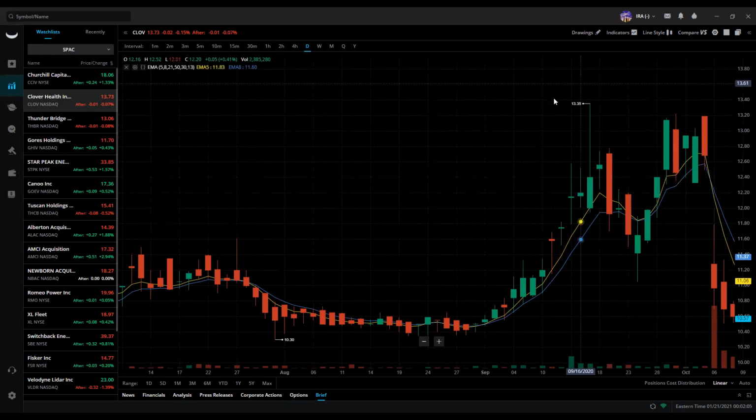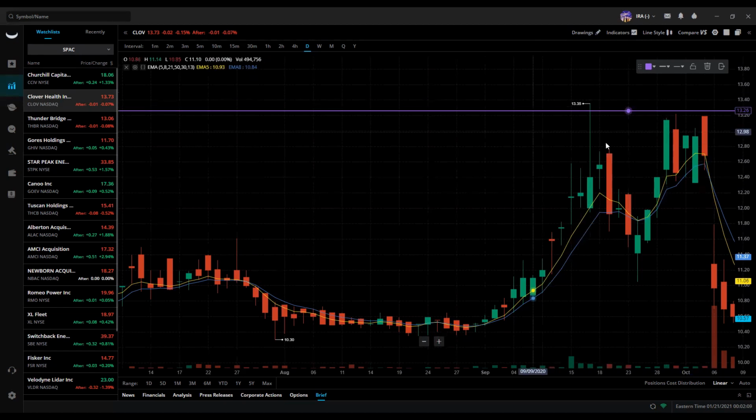And in this case, you can see that we're at a resistance point right here. So this would have been your sell area and you could have logged profit there.